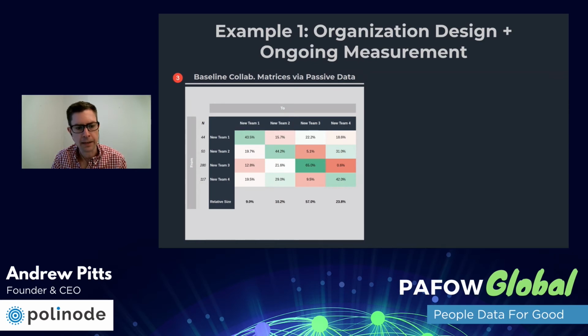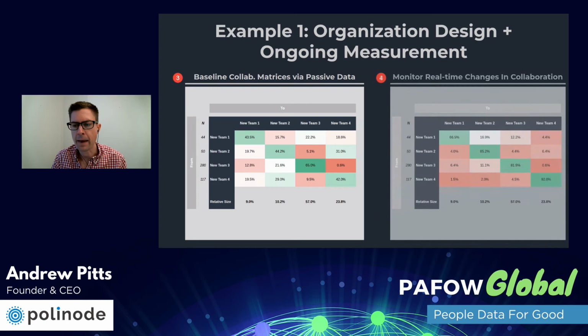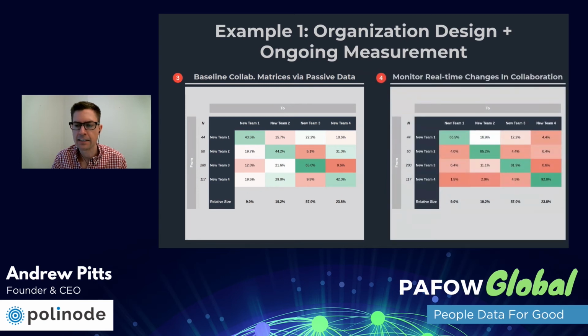So this gives us a baseline, and then we can use the passive data to understand how things are changing and shifting over time. Which of these new teams are gelling and working together, and where might there be areas where you might want to focus, either in terms of how teams are collaborating or some individuals who might be left behind in the new structure.